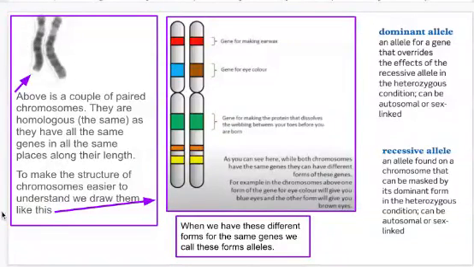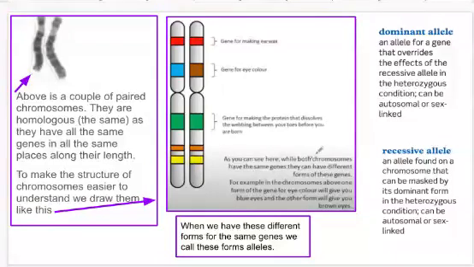To make the structure of chromosomes a bit easier to understand, we draw them like this. These are just one of many genes along our chromosomes. For example, a gene for making earwax, a gene for eye color, a gene for making the protein that dissolves the webbing between your toes before you're born, very specific.